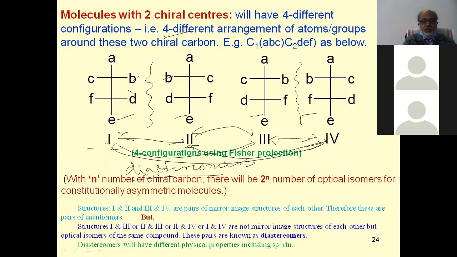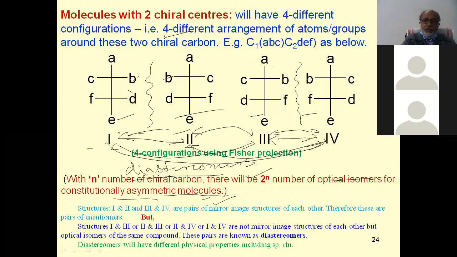Now if we have got n number of chiral centers, then we'll have 2 to the power n number of optical isomers. But this is for constitutionally asymmetric molecules. Okay, we have got the terms now, enantiomers and diastereomers. Enantiomers are the pair which are mirror images. Suppose here in this case 1 and 2, and 3 and 4 are pairs of enantiomers. But others, say 1 and 3, 2 and 3, 2 and 4, 3 and 1, all these are diastereomers.